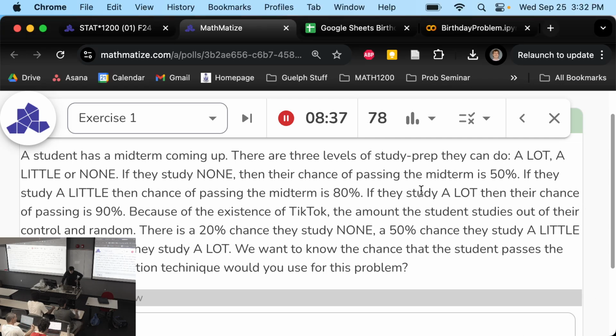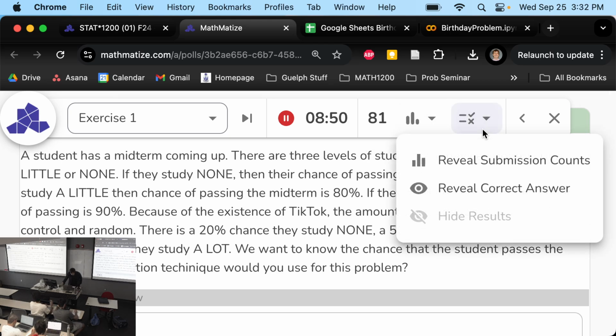This button. Okay. So it's a question about studying. You can either study a lot, a little, or none. They give you some cryptic information, and they ask you about passing or failing the midterm. What would you try? How would you organize all this stuff?